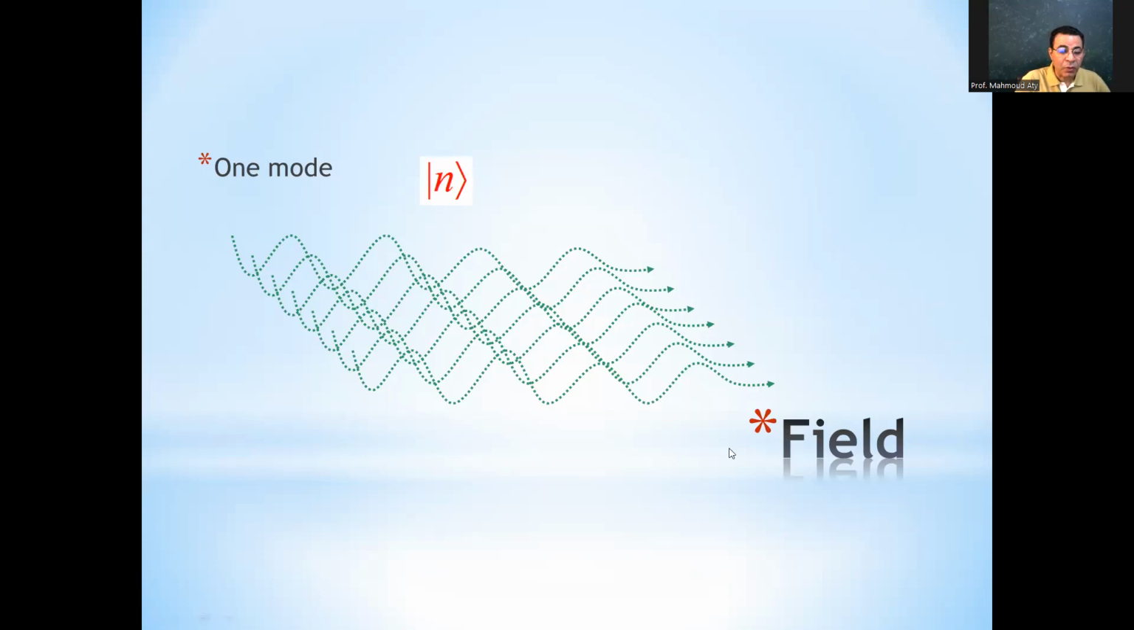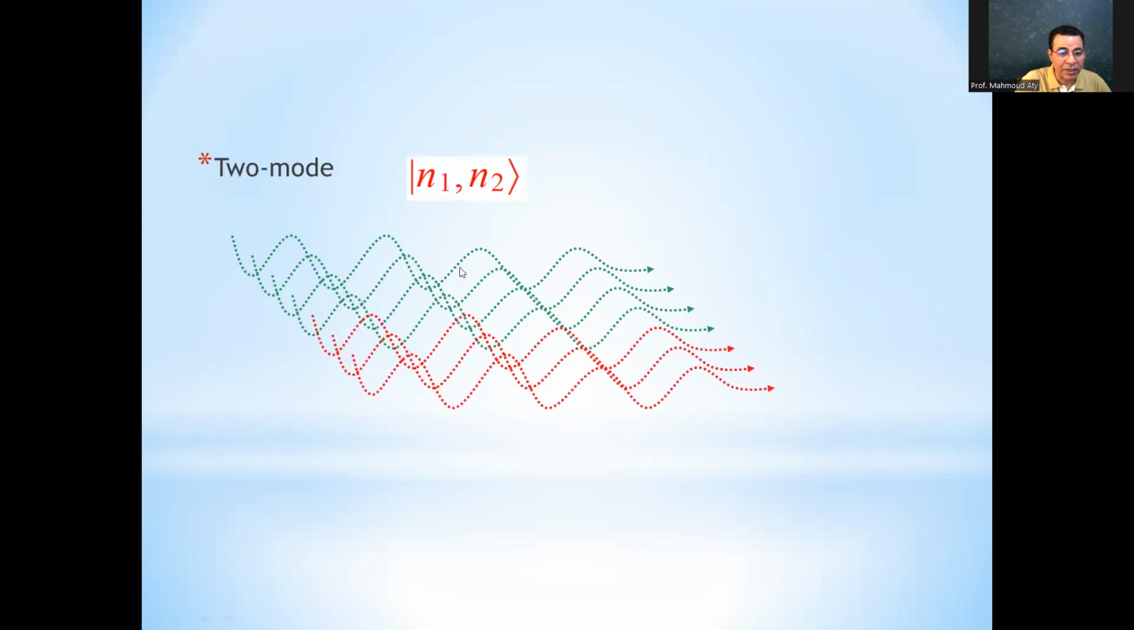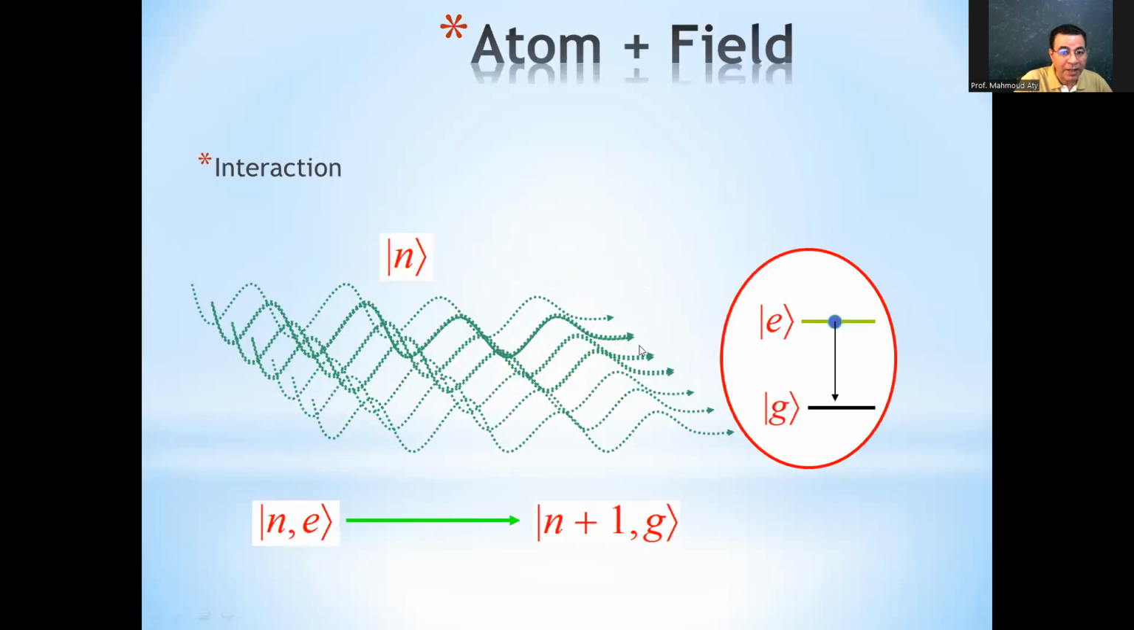For example, when we consider the field contains one mode only, or one color, we call it ket N. Ket N, one mode, means that we have N photons in this field. If we have more than one color, for example two colors, we call it N1, N2, and we call it two modes.